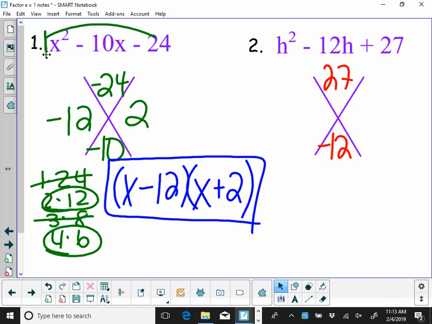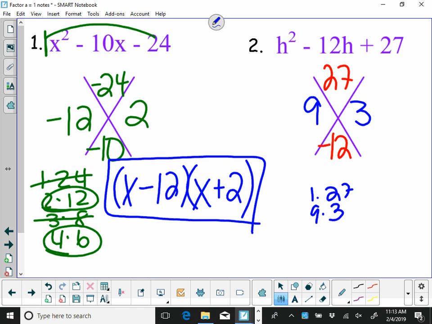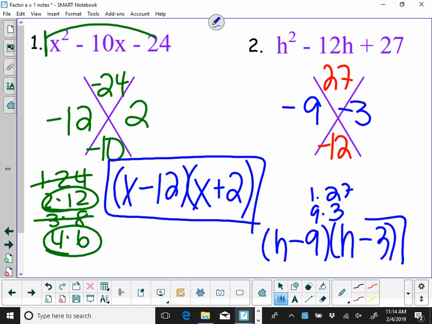All right, so what can multiply to give me 27? 1 and 27 and 9 and 3, right? Okay, so we know it's got to be 9 and 3. If I need a positive 27, but a negative 12, what do both of those signs need to be? Negative. So my answer is going to be H, and I don't care if you put X, because instead of H or B or C or Q or whatever, if you put X's for every one of them, that's fine as long as you have your numbers right, okay? So X minus 9 and X minus 3. Okay, so all you're doing is you're taking your two sides and you're putting them in parentheses now. That's pretty much it. Is everybody with me? Okay, so the process is the same for all of these.